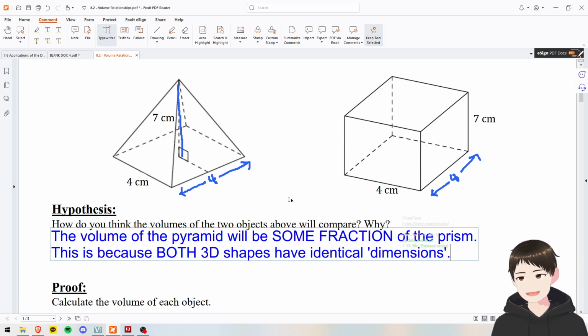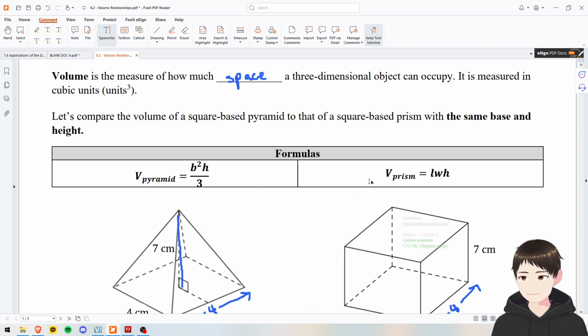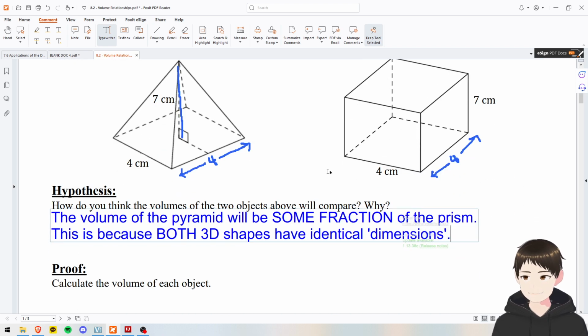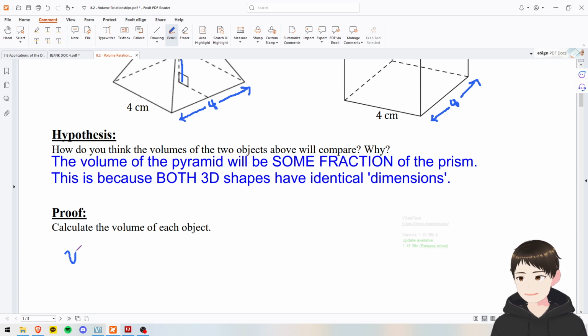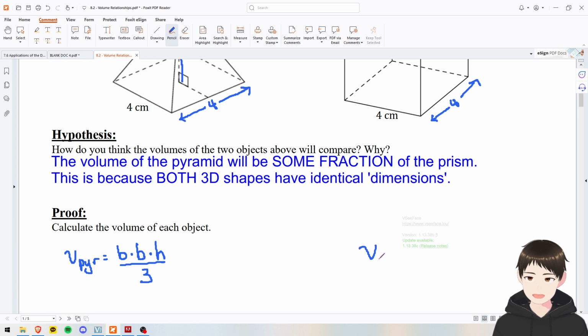So we're going to calculate based on these things, and you'll start to see how the numbers are exactly the same, except for the division of 3. For the volume of a pyramid, it is one side of the base, times the other side of the base, times the height, divided by 3. The volume of the prism is going to be length times width times height.